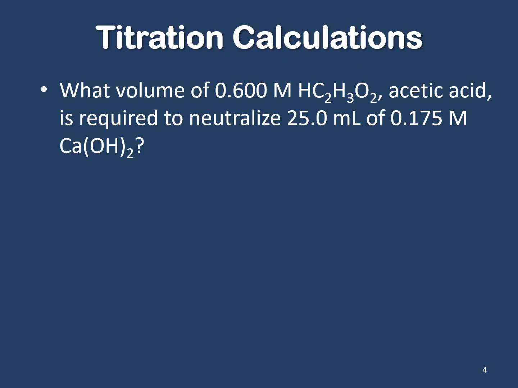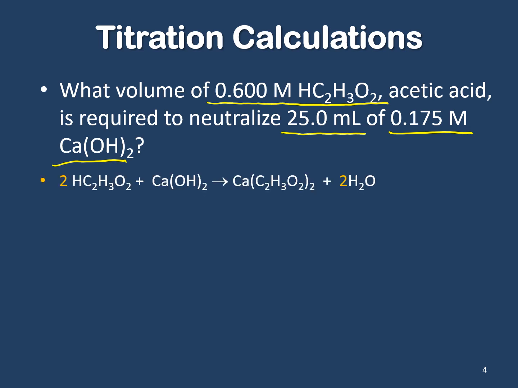So let's say we're talking about what volume of 0.6 molar acetic acid is required to neutralize 25 mL of 0.175 molar calcium hydroxide. Now, at the end of the day, titration problems are stoichiometry problems. So the very first thing we need to do is write out that balanced chemical equation. We know acetic acid is going to react with calcium hydroxide. This is a double replacement reaction, so our products are going to be calcium acetate and water. We then need to balance it. That's what these 2's are for.